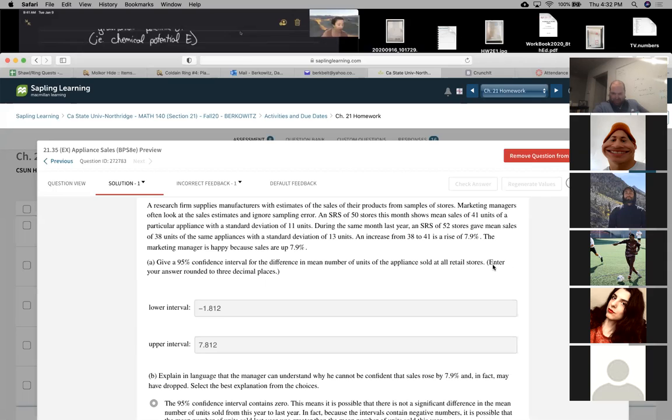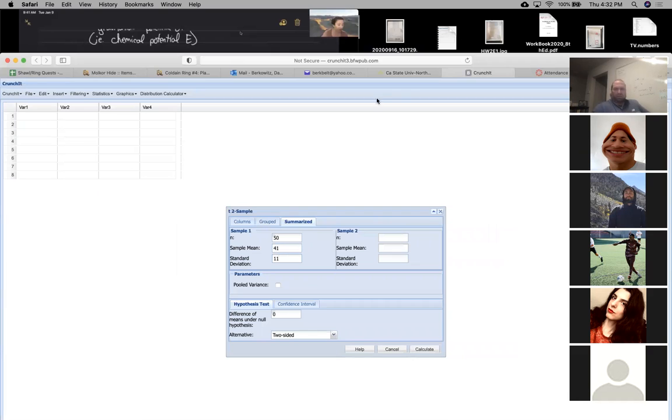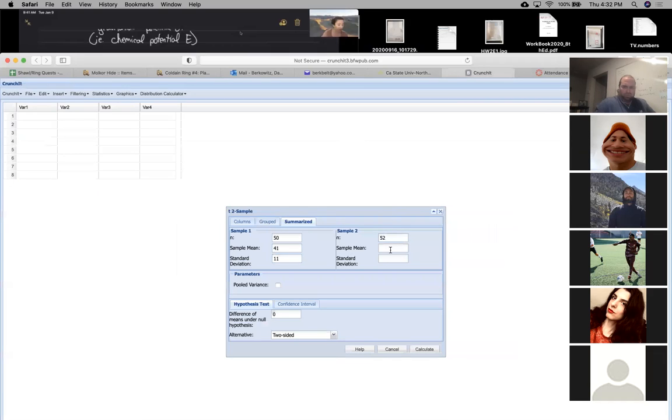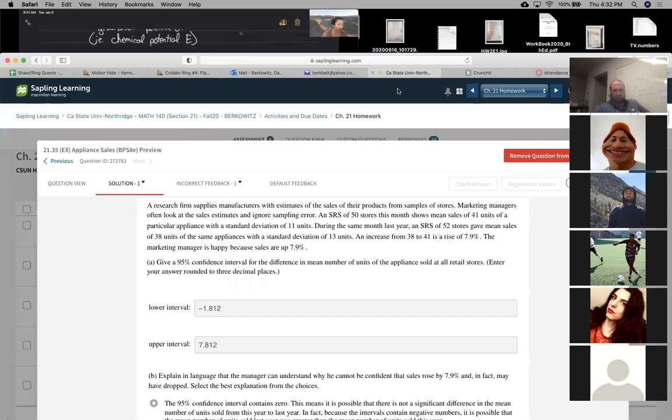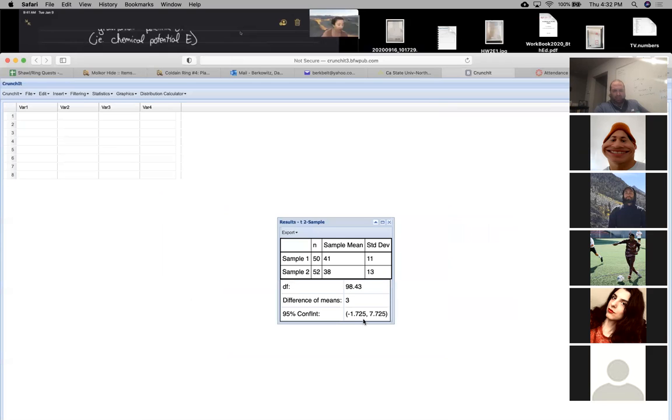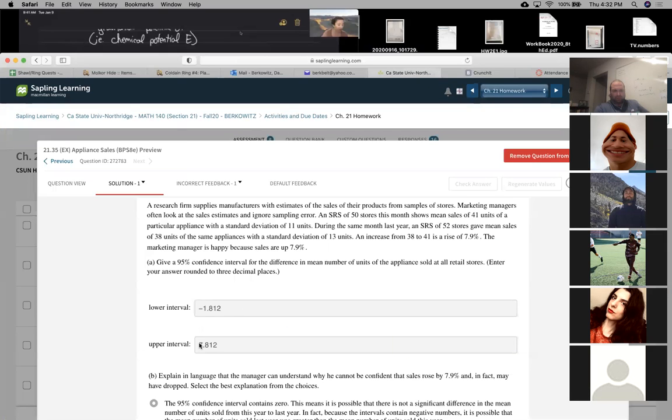So that's 11. And the other one was 52, 38, 13. We're not pooling. We don't know they're the same. We want a 95% confidence interval. Calculate. So negative 1.725 to 7.725. So these are fairly close, but interestingly enough, they're not exactly the same.